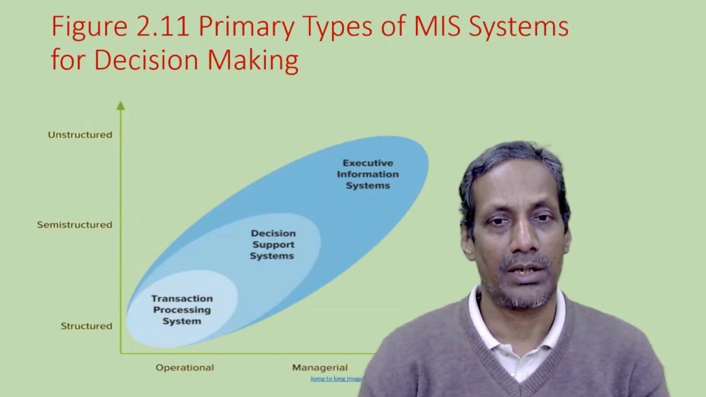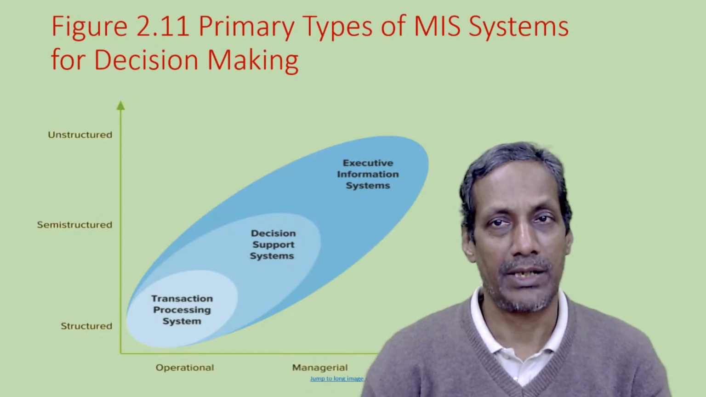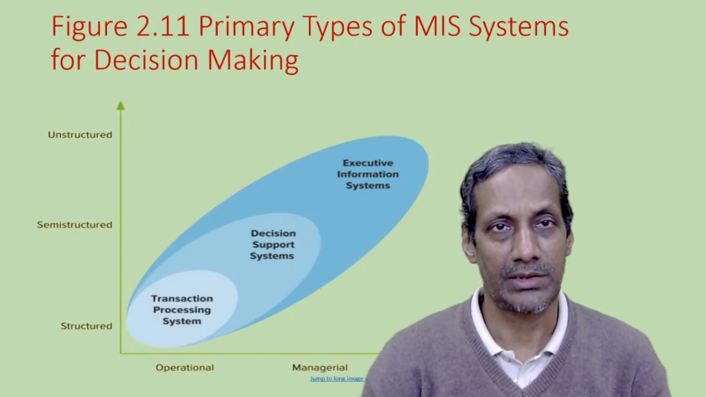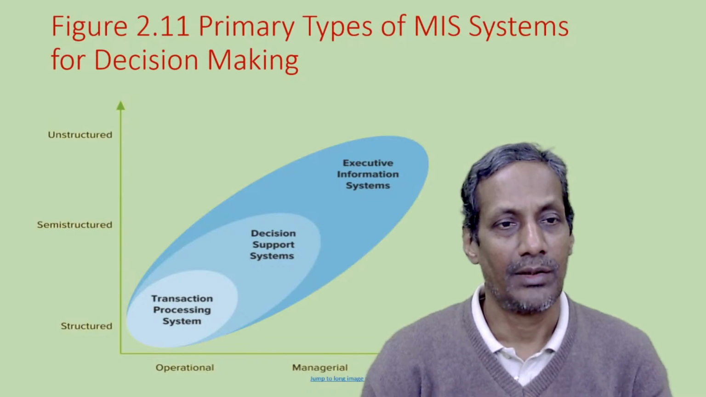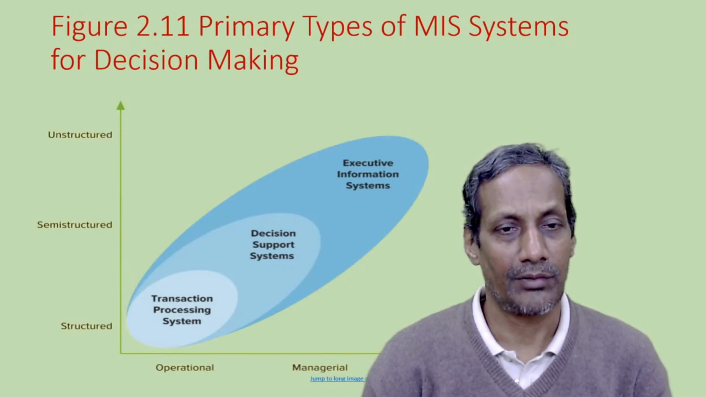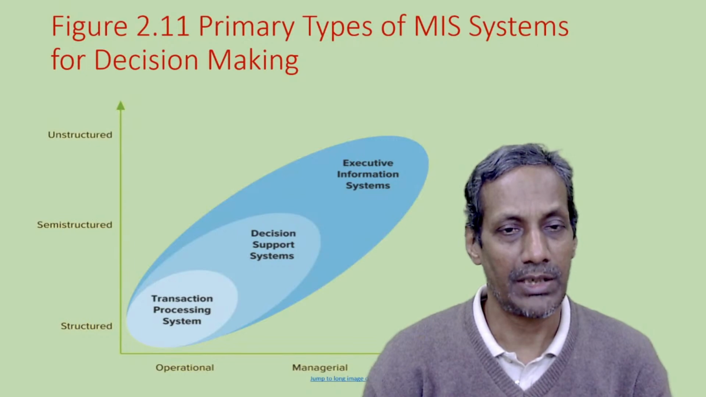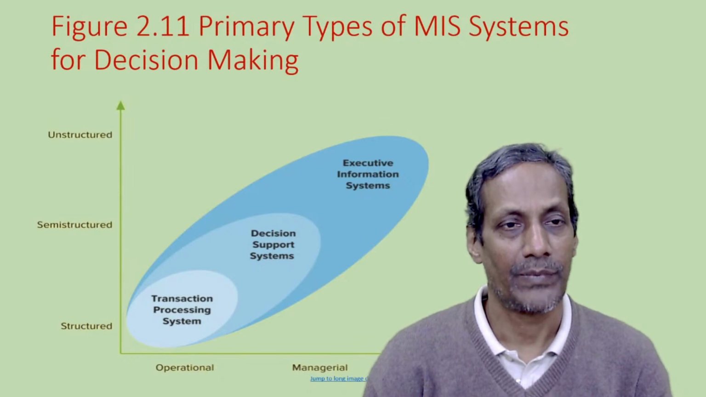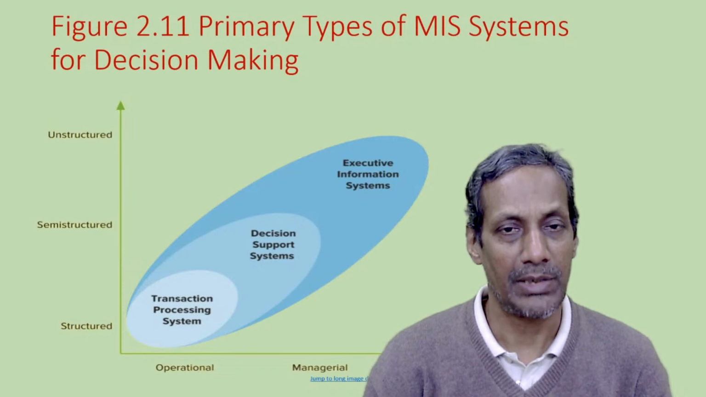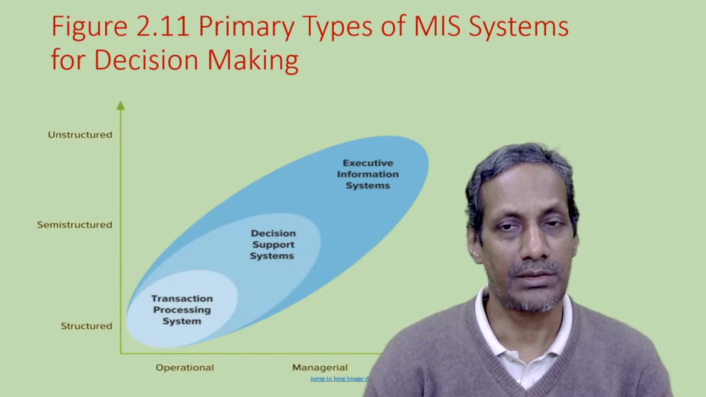So this particular slide shows you the primary types of managerial information systems for decision making. At the structured level, for structured decision making and for operational activities, you have the TPS in place. For the semi-structured decision making or for the managerial decision making at the mid-level, MIS and DSS are available. For unstructured decision making by managers or for strategic planning and control, managers use executive information systems.